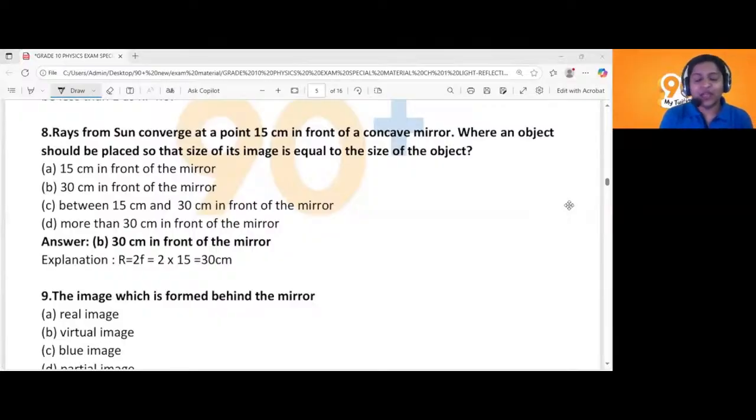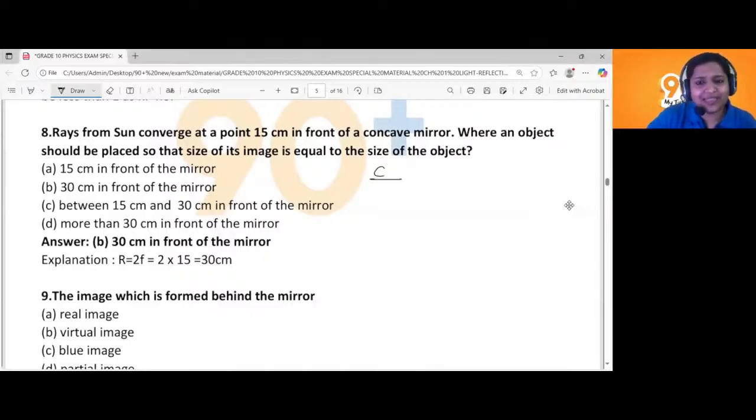Rays from the sun converge at a point 15 centimeter in front of a concave mirror. Okay. Where should an object be placed so that the size of the image is equal to the size of the object? So what is the condition in a concave mirror where we are getting equal size for the image as that of the object? Object at C. We have to keep the object at C.